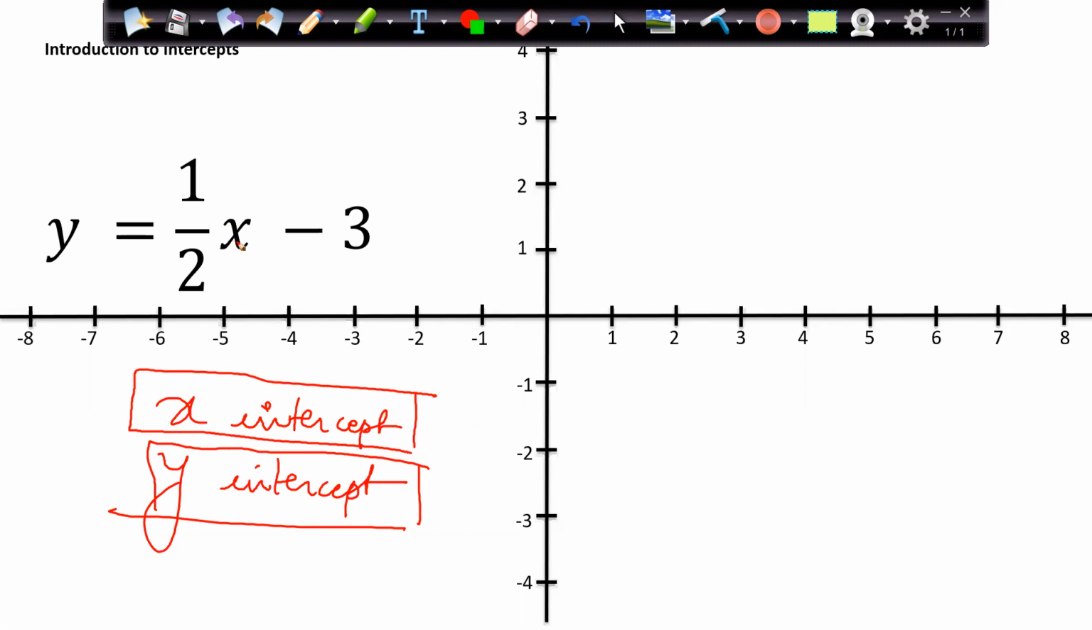Let's take this example. When my x is equal to 0, what is y? When this x is 0, what is the value of y? That is -3. When my y is equal to 0, what is x? Can I say 6?